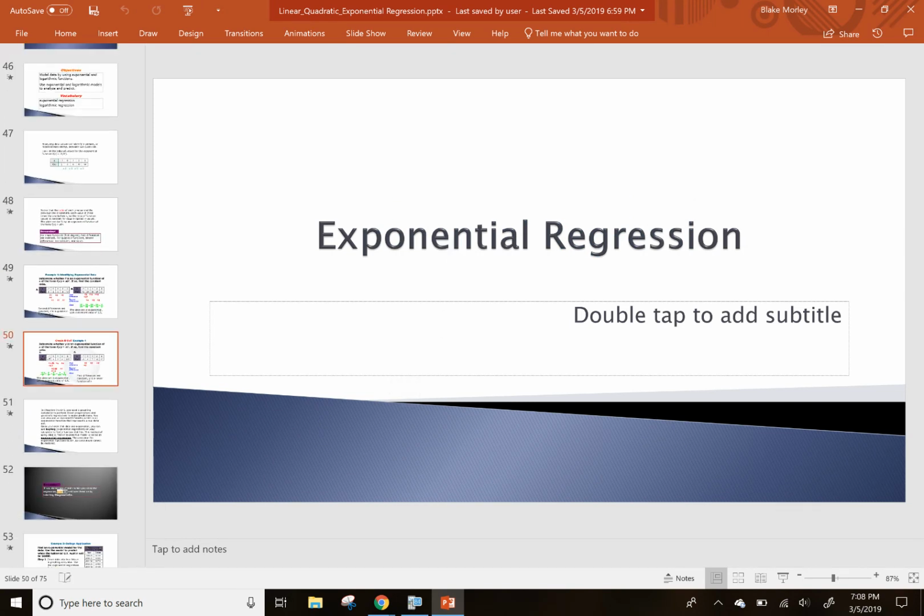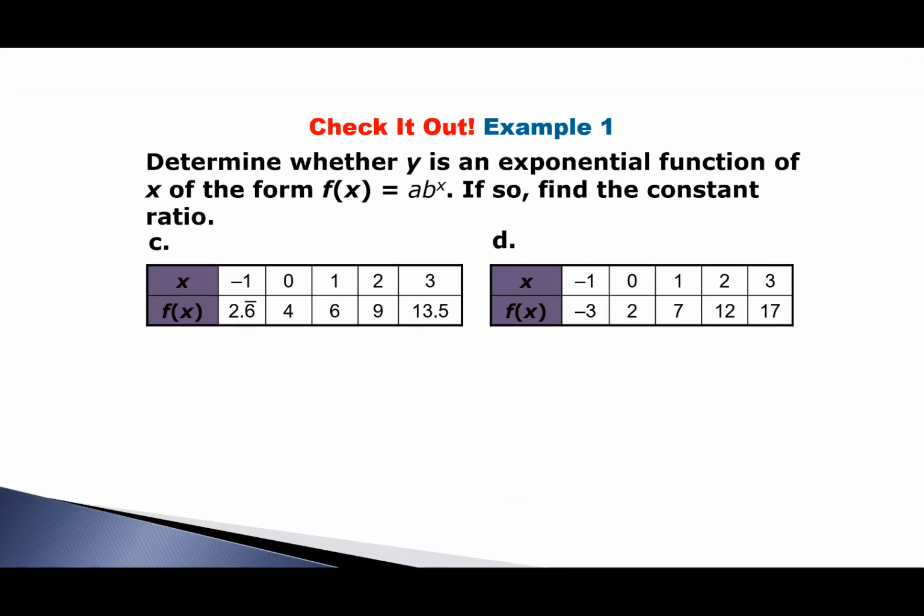We were here. So if we want to look at these, let's look at the differences. Now this one, based on the fact that this is 2.6 repeating, that's not going to happen. If I'm adding another number, it's going to be another repeating decimal. So it's clearly not a pattern of adding. So 2.6 times something gets me to 4. 4 times something gets me to 6. 6 times something gets me to 9. And 9 times something gets me to 13.5.